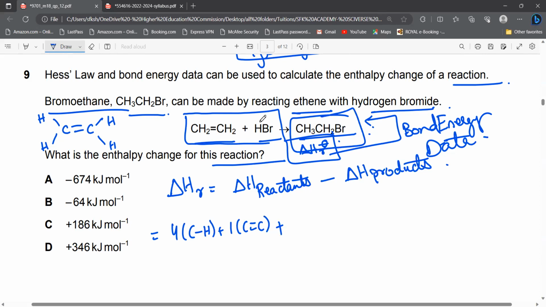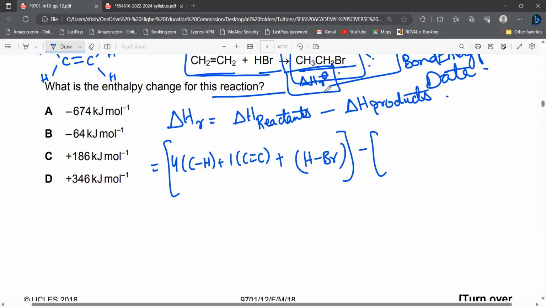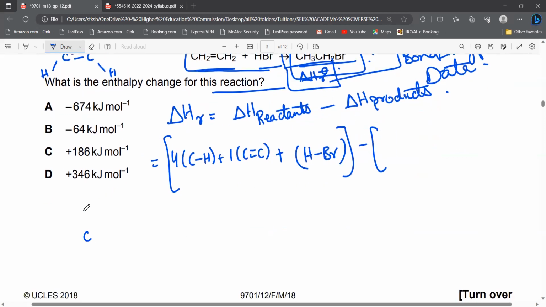In addition to that, we also have one HBr bond as well. So that's all the reactants' bond energy on the left-hand side, minus the product bond energy. Now let's look at the product. It's bromoethane, so it's CH3 and CH2 and then Br.